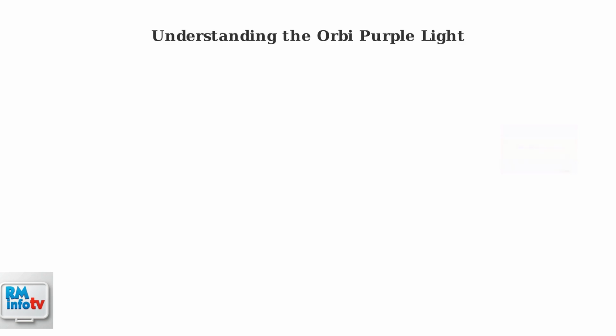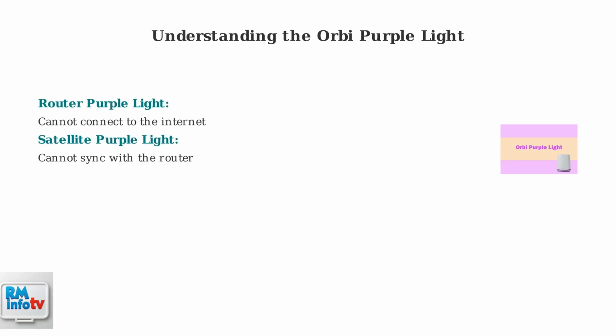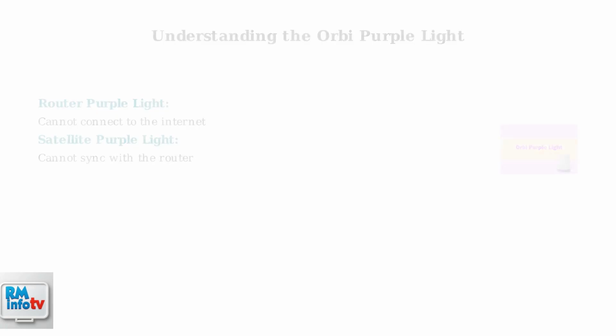When your Netgear Orbi shows a purple light, it's indicating a specific connectivity problem that needs attention. A purple light on your Orbi router means it cannot connect to the internet. If you see a purple light on an Orbi satellite, it means the satellite cannot sync with the main router. Understanding the causes of this purple light will help you identify the right solution.